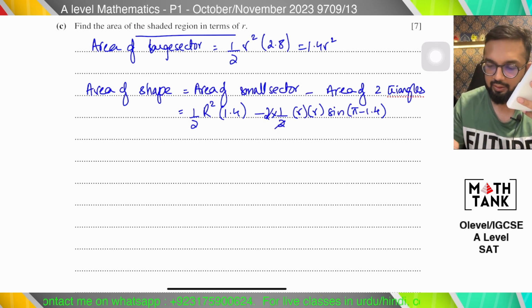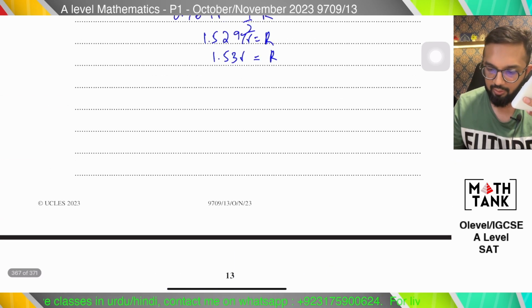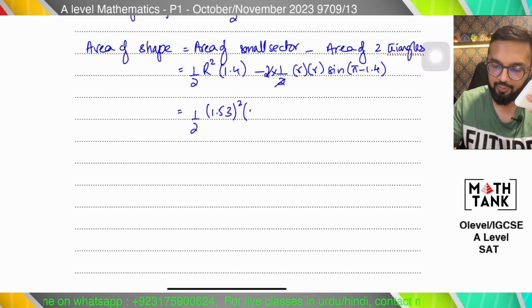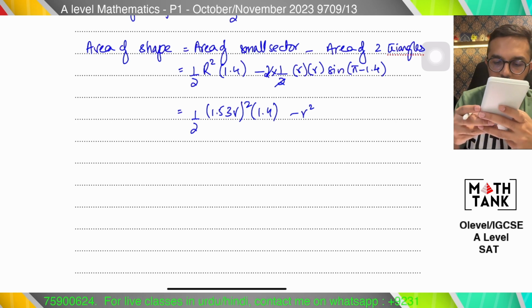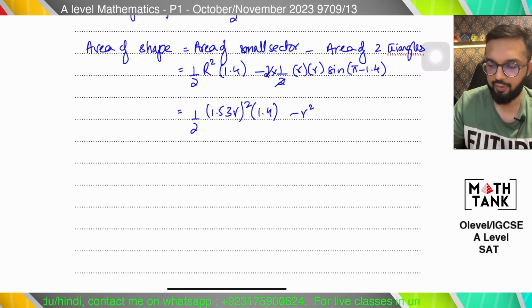So that gives me this. I am going to replace capital R with 1.53 r. Don't forget r. What's sine of pi minus 1.4? Okay, 0.985.